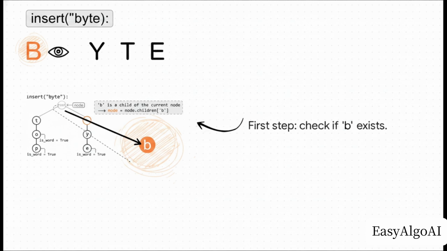So the insert function builds the trie word by word, letter by letter. To insert byte, we start at the root and look at our very first letter, B. We query the hash map containing the root's children to see if B is already hanging out there. And in this case, it actually is, because the word bye already carved this path for us. So we simply move our pointer down to the existing node B. 0 new memory used so far.